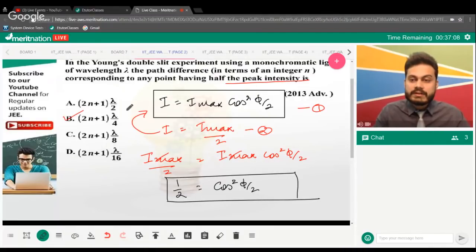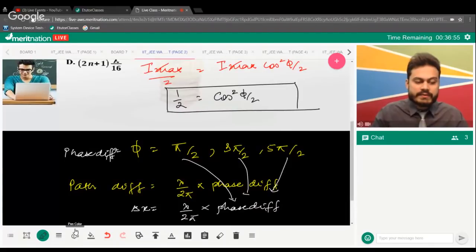So how many of you got this one? Let me know, then we'll move to the next one. Go ahead. You guys are fine with that? It was a hybrid of two formulas. First formula right over here, and the second formula is a very simple relationship between phase difference and path difference. Let's move to the next one.